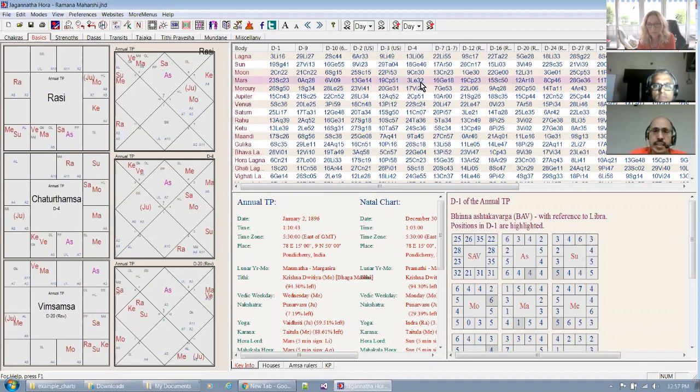No, Mars is at 3 degrees. No, oh, that is D3. Oh, Mercury is at 17 and a half.